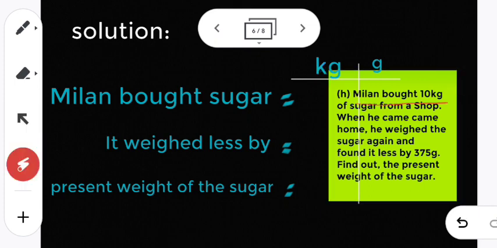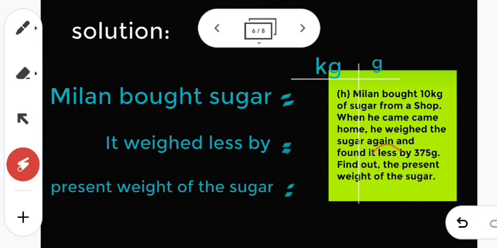Milan bought 10 kg of sugar from the shop. This much sugar he has bought. When he came home, he weighed the sugar again and found it less by 375 gram. This much it is less now. In the shop he bought 10 kg, but at home when he weighed, it is less by 375 gram. So now you have to find the present weight.